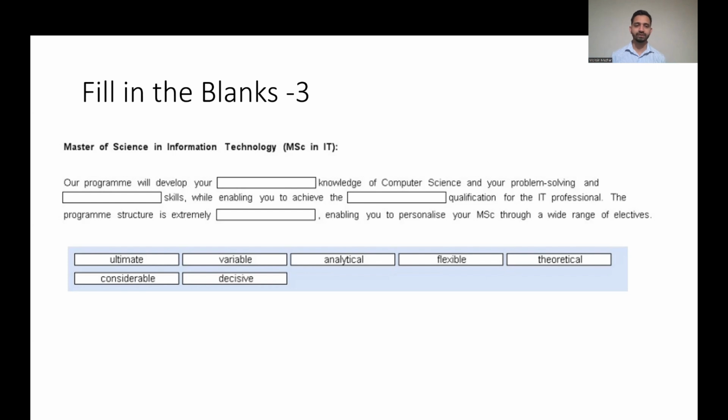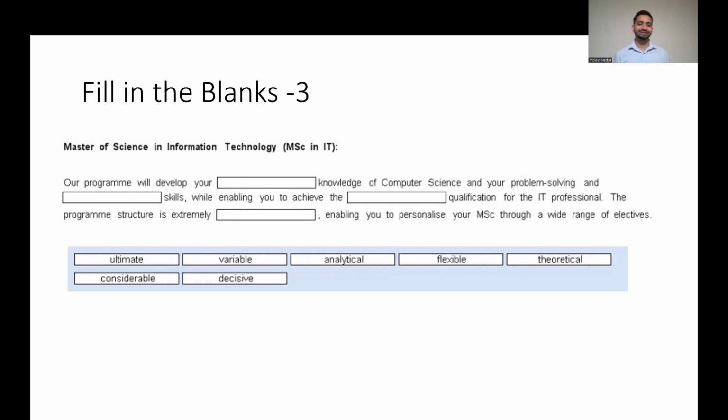I'm going to go with that, while enabling you to achieve the qualification for IT professional, ultimate qualification. So obviously this is an advertisement from the university telling you how good their MSc in IT program is. Ultimate qualification. Again, we need an adjective here. Ultimate qualification for the professional.